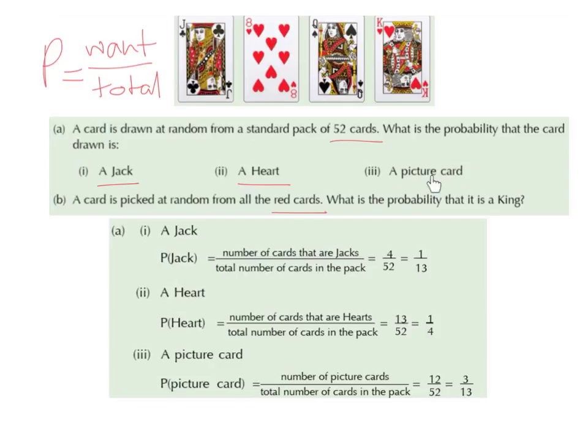Probability that we choose a picture card. Well, the number of picture cards is 12. There are 4 jacks, there are 4 queens, and there are 4 kings. And 3 times 4 is 12. So there are 12 picture cards in total, divided by the total number of cards, which is 52. And 12 divided by 52 is 3 over 13.